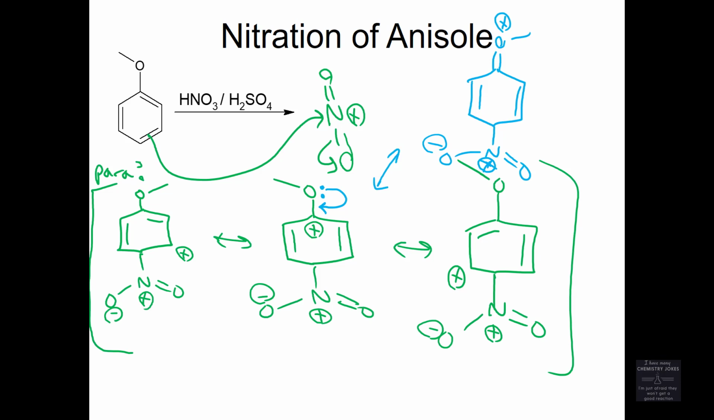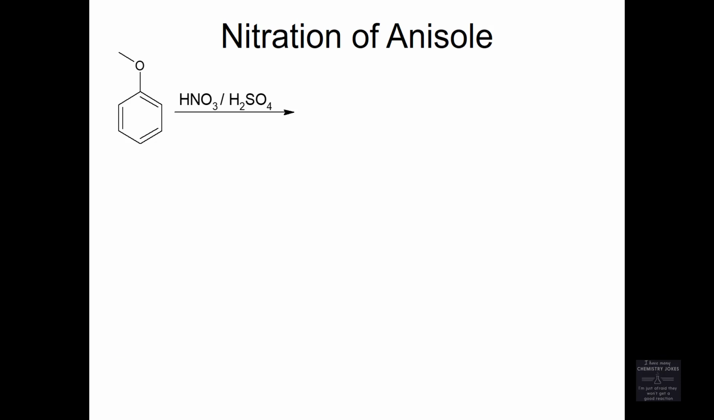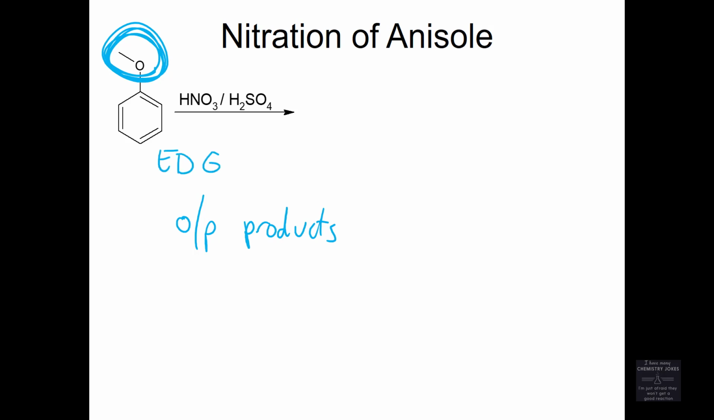So that's nitration of anisole. If we nitrated anisole, we would expect ortho-para products. Because we should start looking at that blue circled group and ask, is that blue circled group a donor or a withdrawer? That blue circled group is an electron donating group. And electron donors are activators. So this will be an ortho-para director.